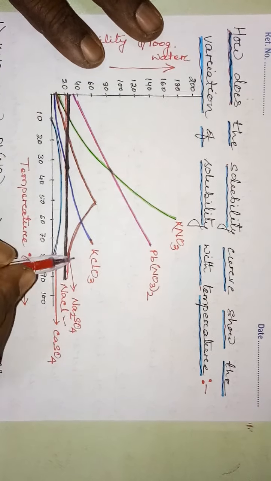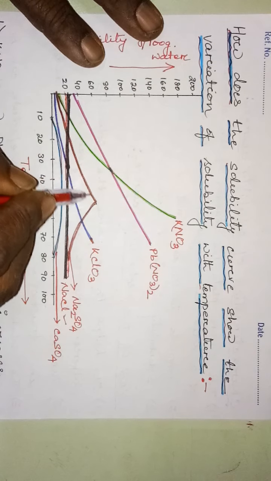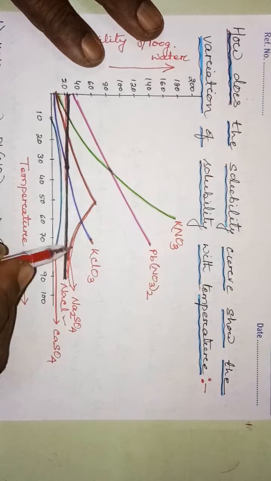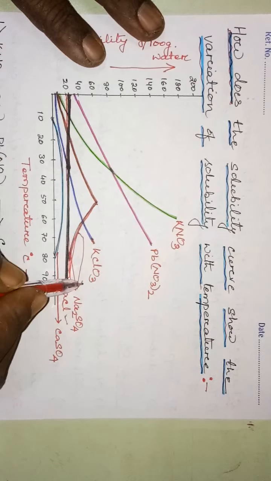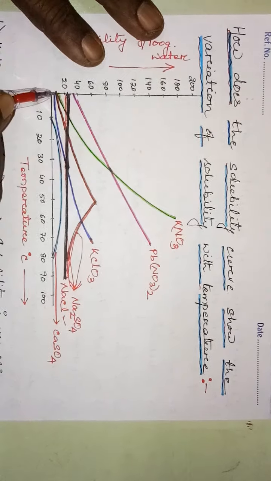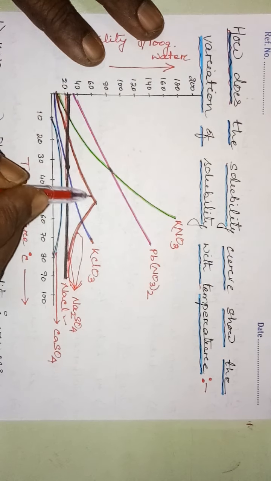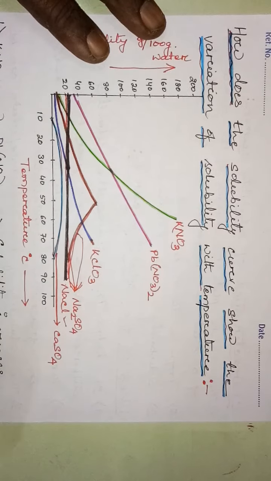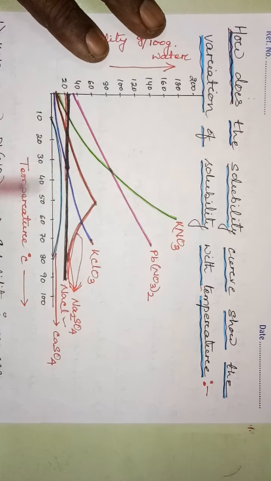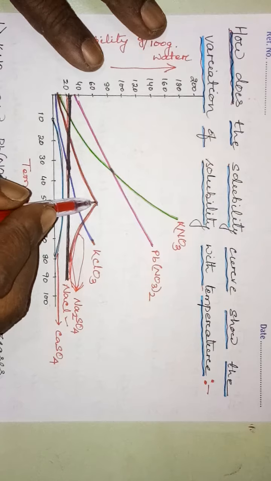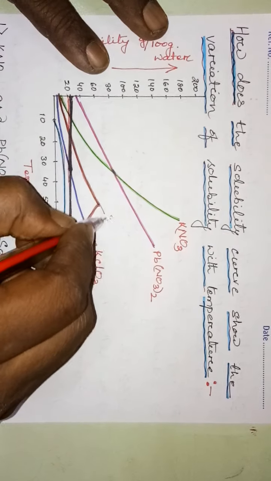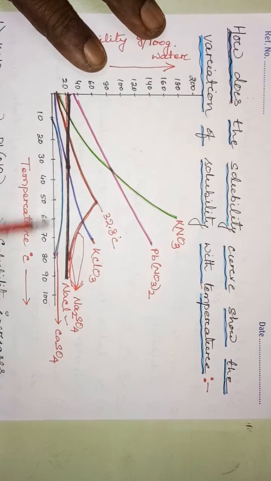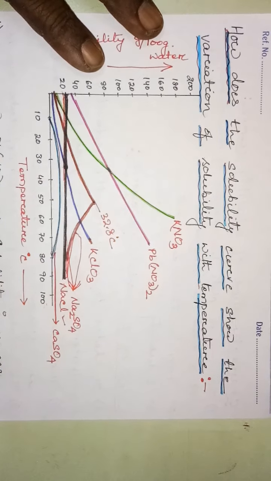See the graph again. I am showing you sodium sulfate. This one. See this graph. It is rising, then decreasing. Understood? This is your sodium sulfate, Na2SO4. The solubility increases up to 32.8 degrees centigrade, then decreases. So the parameter is not matching here, but it reaches up to 32.8 degrees centigrade. Then by increasing temperature, the solubility decreases.